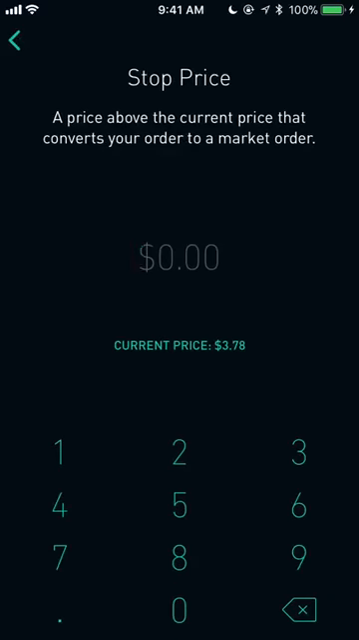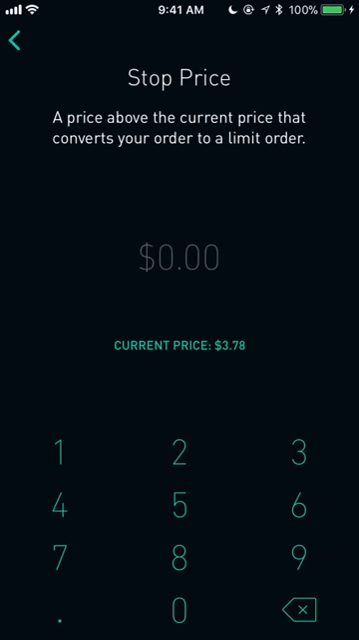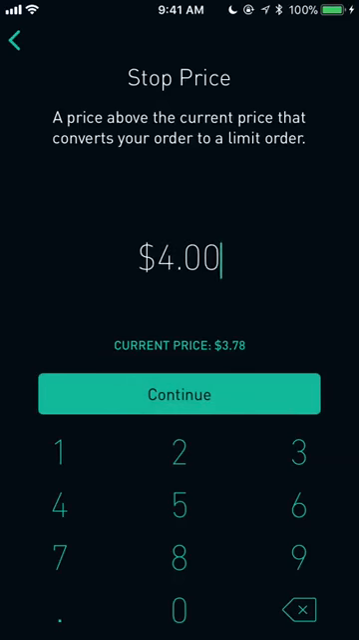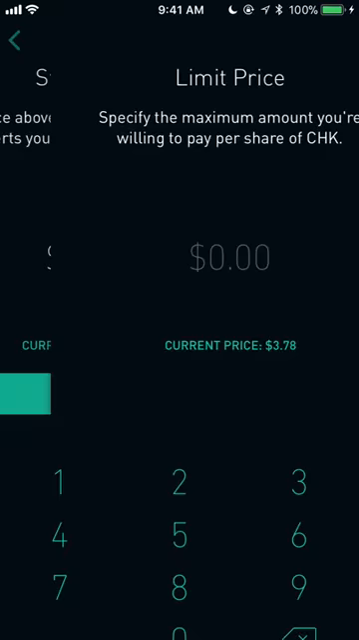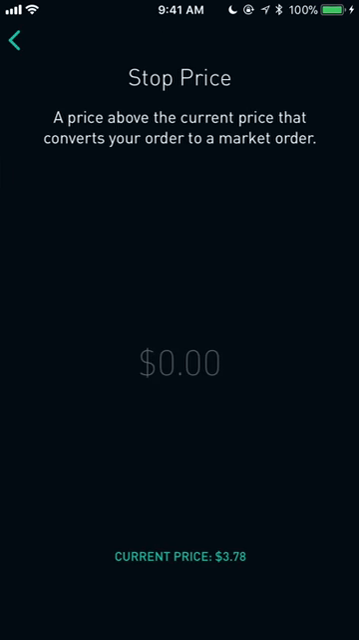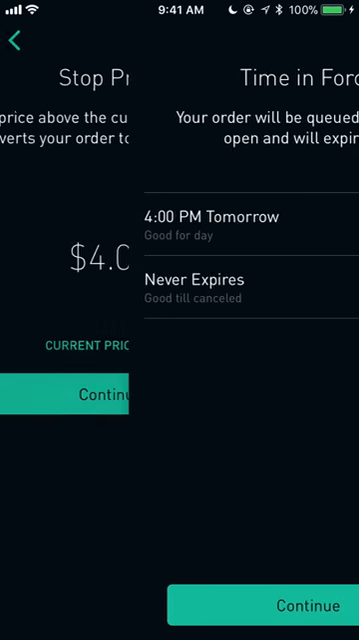Anyways, stop loss, like it says, a price above the current price that converts your order to a market order. So if you did it at $4, as soon as it hit that $4 range, it would automatically buy that stock for you. And then if you change it to stop limit, a price above the current price that converts your order to a limit order. Let's say you did $4, that would convert it to a limit order, and then over here you'd have to set that limit. I kind of forgot to mention that part. As soon as you do a stop loss or a stop limit, I believe you have to do a continue again, but that's not really a big deal.